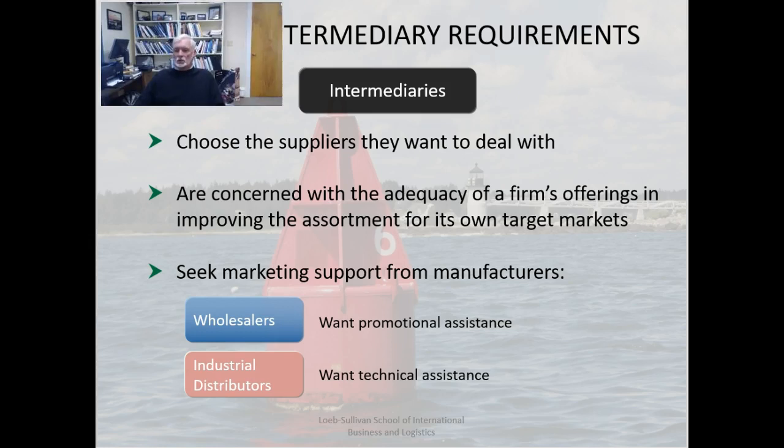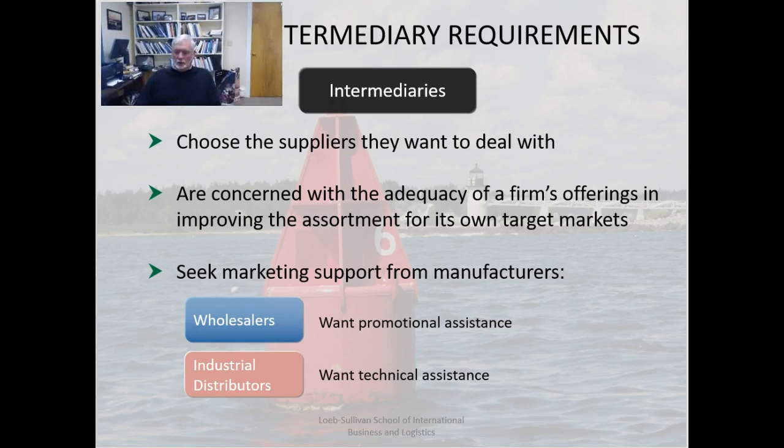And they often seek support from their manufacturers. So wholesalers may not look for advertising, but they want promotional assistance, and we'll talk about what that means. And industrial distributors want technical assistance. And retailers probably want communication assistance. So intermediaries choose who they want to deal with, and one of the ways they choose is by how much help am I going to get from my channel partner here, my manufacturer, in order to be successful.